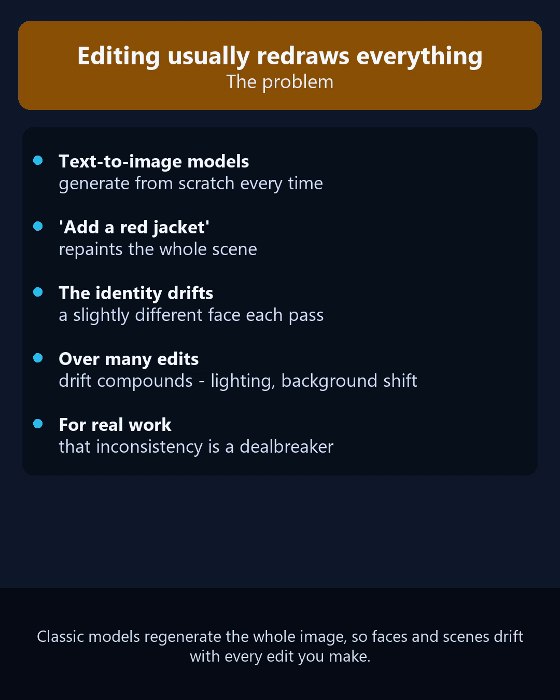Start with the pain. Classic text-to-image models generate from scratch every time. So, when you say give this character a red jacket, the model repaints the entire scene, and the person's identity subtly shifts. Over several edits, the drift compounds: a slightly different face, new lighting, a changed background. For real work like product shots or a recurring character, that inconsistency is a deal-breaker.